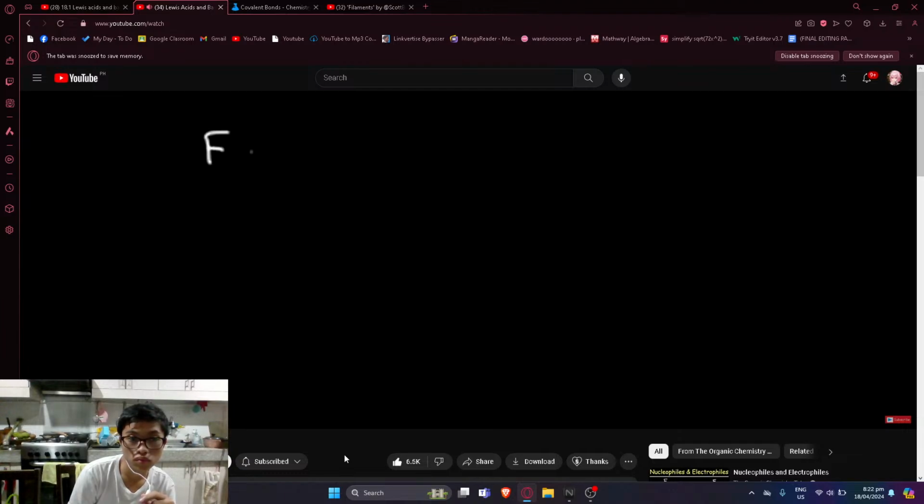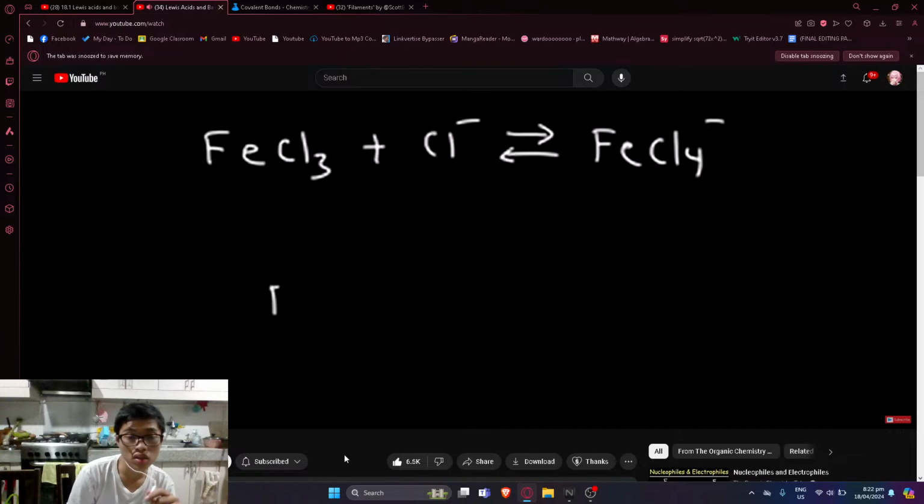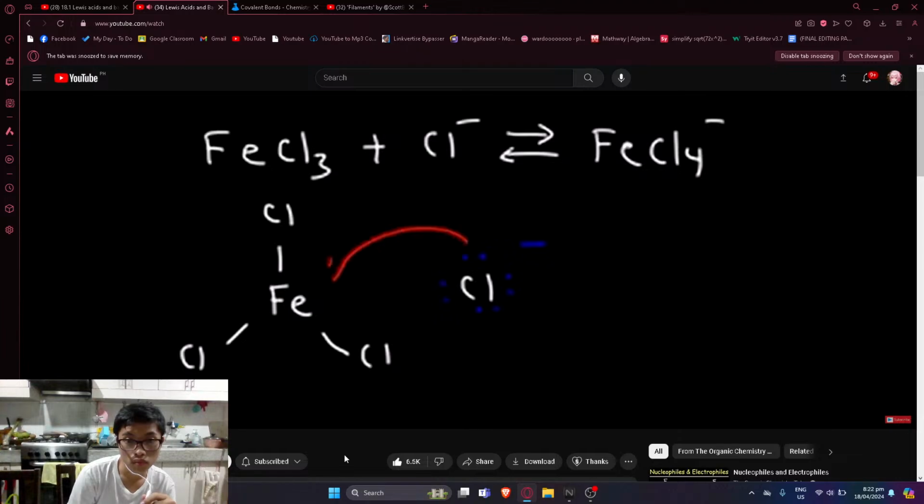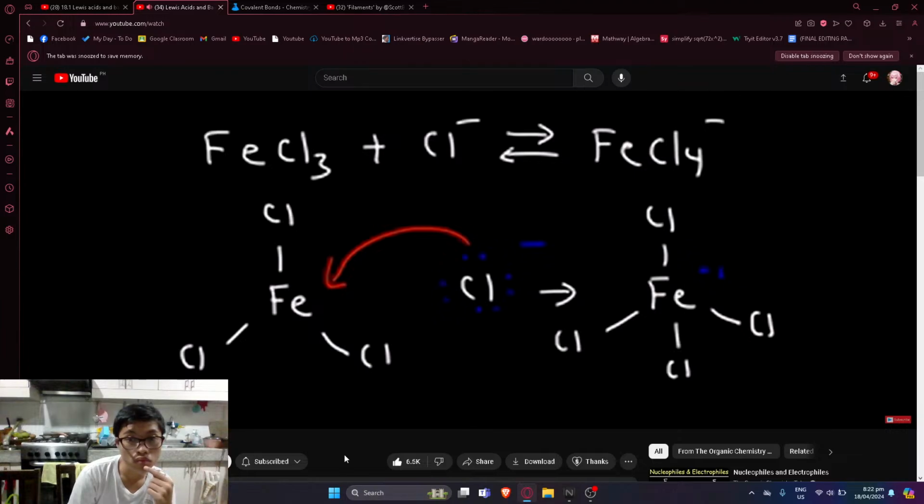What's going to happen if we put FeCl3 and Cl- together? You're going to get FeCl4 minus. But let's try it. FeCl3, like BF3, has a trigonal planar shape, and this chloride has 4 lone pairs and a negative charge. And so it's going to attach itself to the Fe atom, and now you're going to get this. So now the iron atom has a negative formal charge.